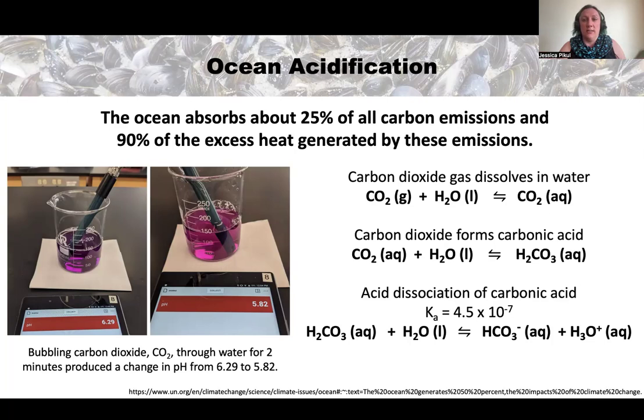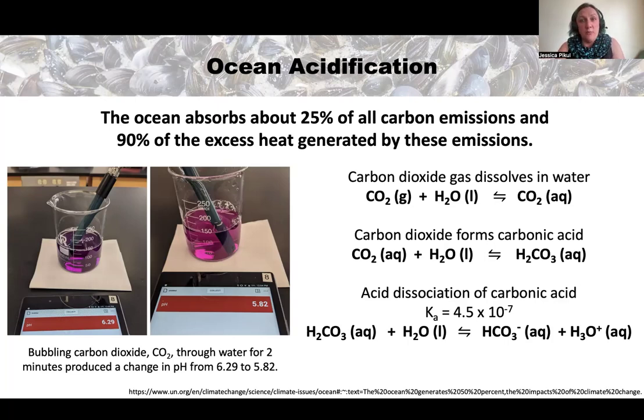reaction is in equilibrium. But the carbonic acid also reacts with water in an acid dissociation where it forms hydronium ions and bicarbonate, HCO3 minus. And this is a weak acid, and so only some of the carbonic acid will actually dissociate and form the bicarbonate and the hydronium ions. And so that is how we see oceans acidify.